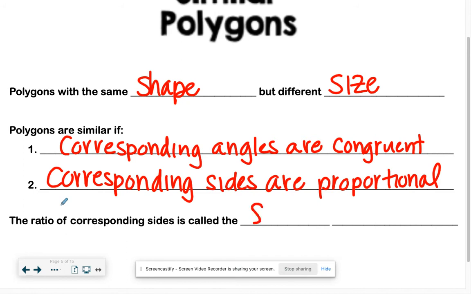The angles are the same. Yep, your angles are the exact same, but your sides have to either be enlarged or shrunk by the same number, which is what we call the scale factor, and I'll show you what that means once we're all done writing this down.